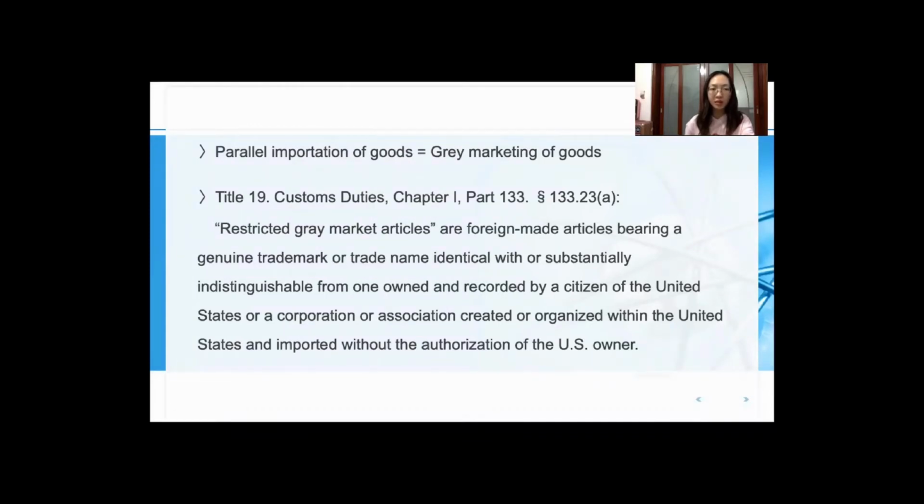According to the Customs Duties Regulation, restricted gray market articles are foreign-made articles bearing a genuine trademark or trade name identical with or substantially indistinguishable from one owned and recorded by a citizen of the United States or a corporation or association created or organized within the United States, and imported without the authorization of the U.S. owner.